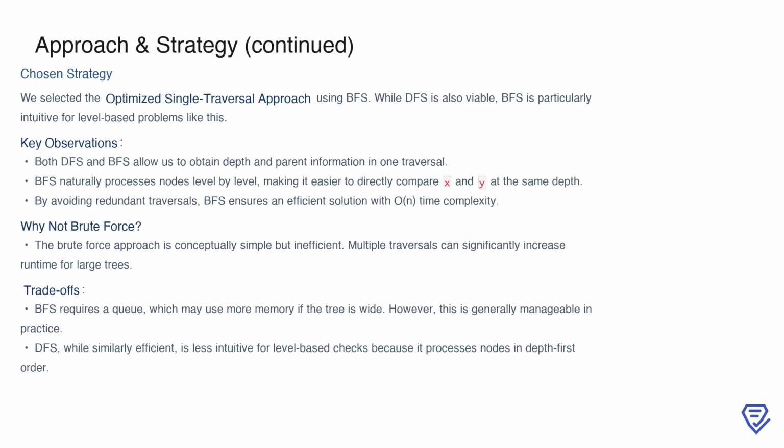BFS does come with a trade-off, as it requires a queue to store nodes at each level, which can increase memory usage if the tree is wide. However, this memory usage is generally manageable in practice, making BFS a well-balanced choice for this problem. Although DFS is similarly efficient, its depth-first nature makes it less intuitive for level-based checks, which is why we lean toward BFS as the preferred strategy.